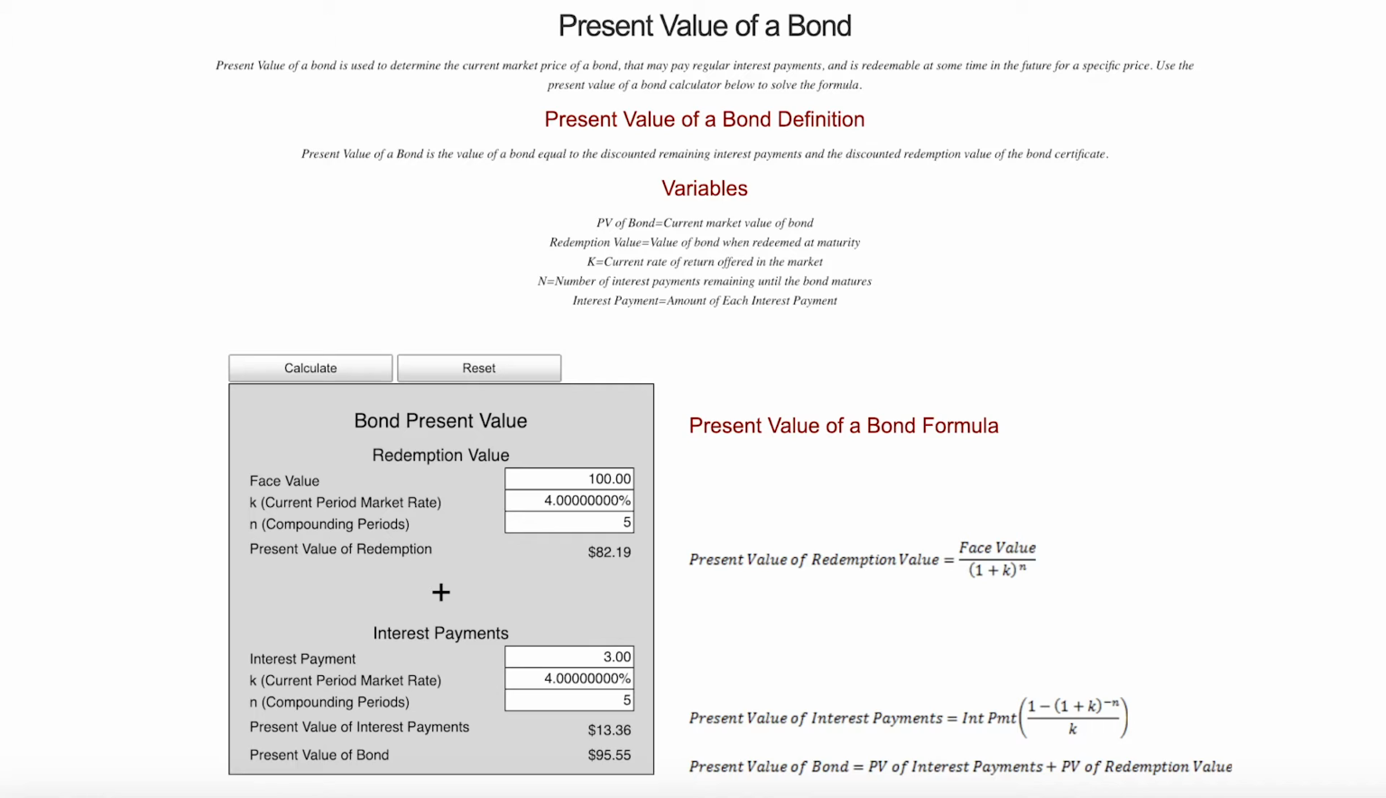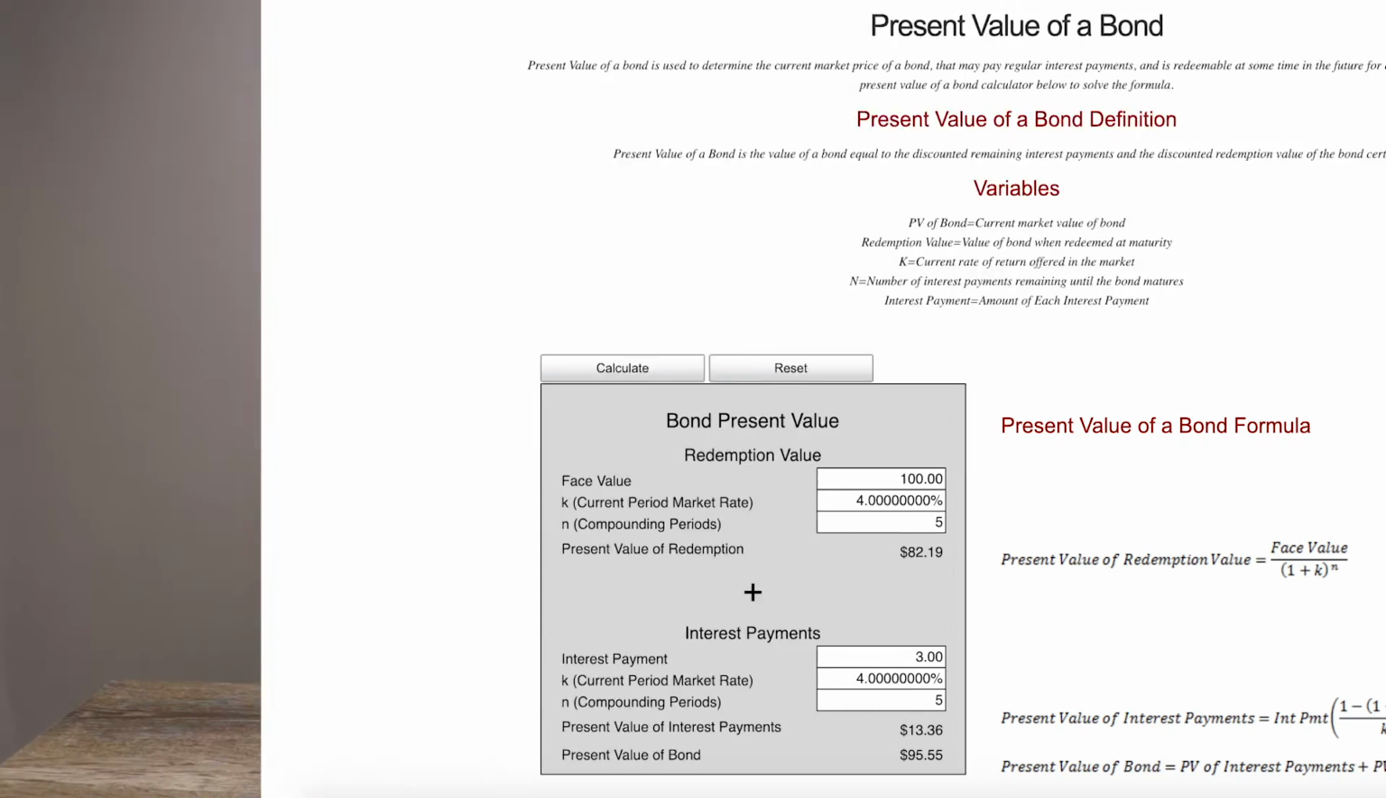So you find a bond that pays a 3% coupon yearly for 5 years, at which time you will receive $100 in face value. Let's also assume that we want to make a 4% return, so our discount rate is 4%. Using the present value of a bond calculator linked in the description below, we come up with a present value of $95.55.